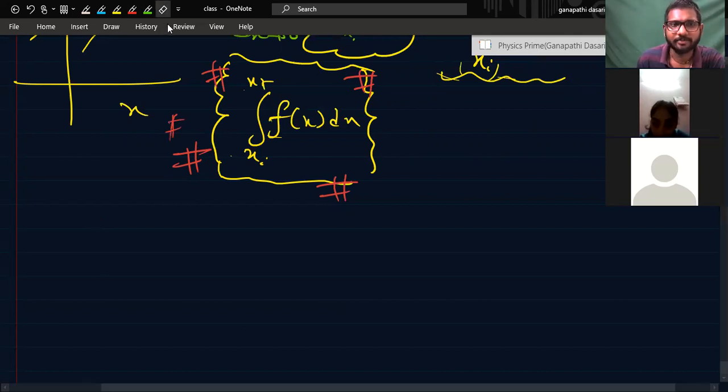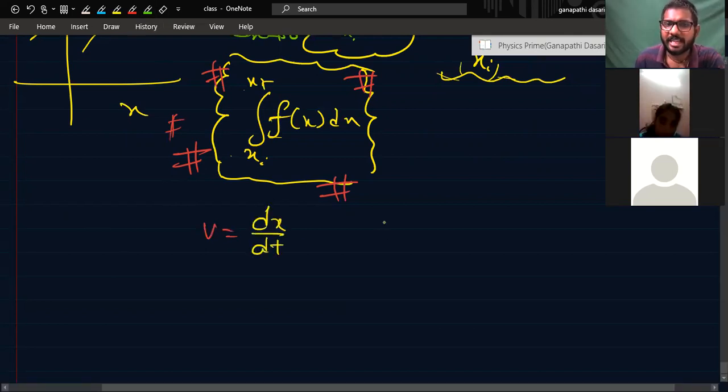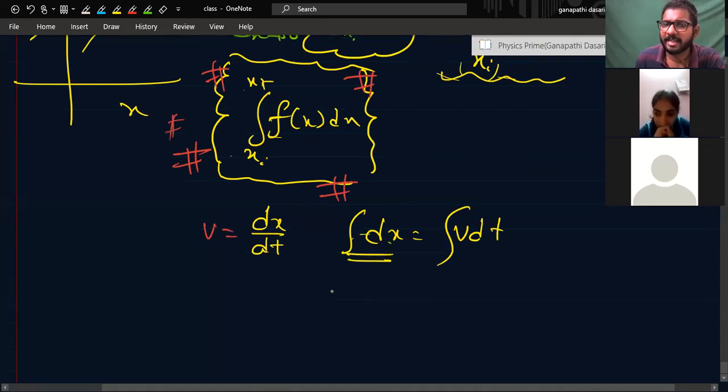I'll tell you one thing. v is equal to dx by dt, isn't it, Varun? Yes, sir. So dx is equal to what? v dt. We can integrate both of them. If we integrate dx, what will we get? x from x initial to x final. That is equal to the integral of v dt from t initial to t final. Varun, you got it?